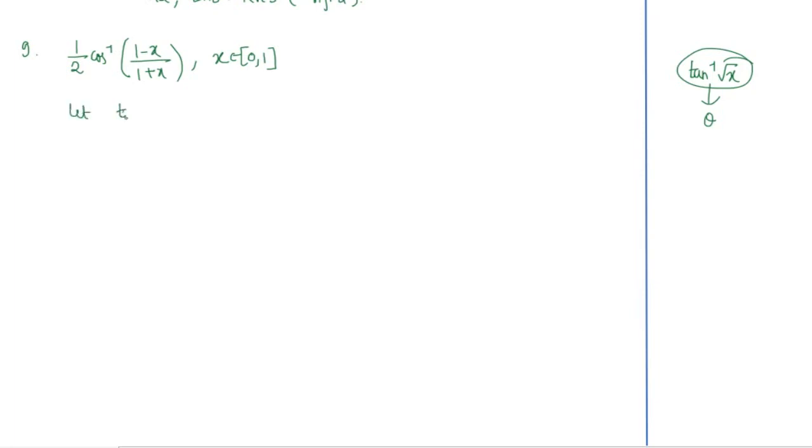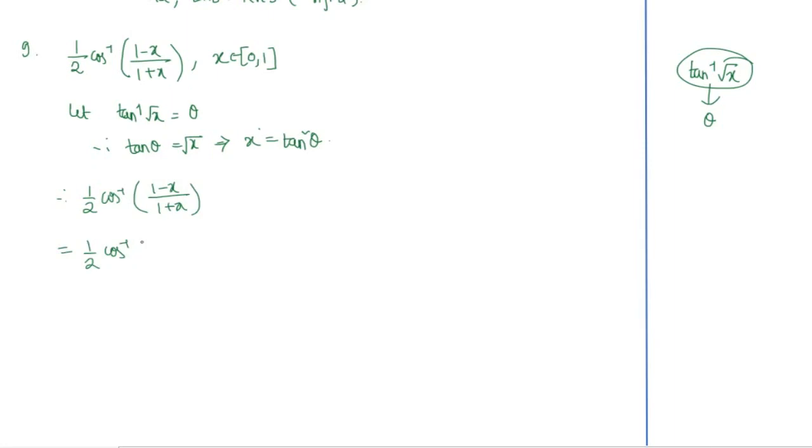So let tan inverse of root x, I am just assuming this is equal to theta. So therefore tan theta is equal to root x, and hence x is equal to tan squared theta. Okay, tan theta is equal to root x and x is equal to tan squared theta. So therefore we have half of cos inverse of 1 minus x by 1 plus x as half of cos inverse 1 minus tan squared theta by 1 plus tan squared theta.